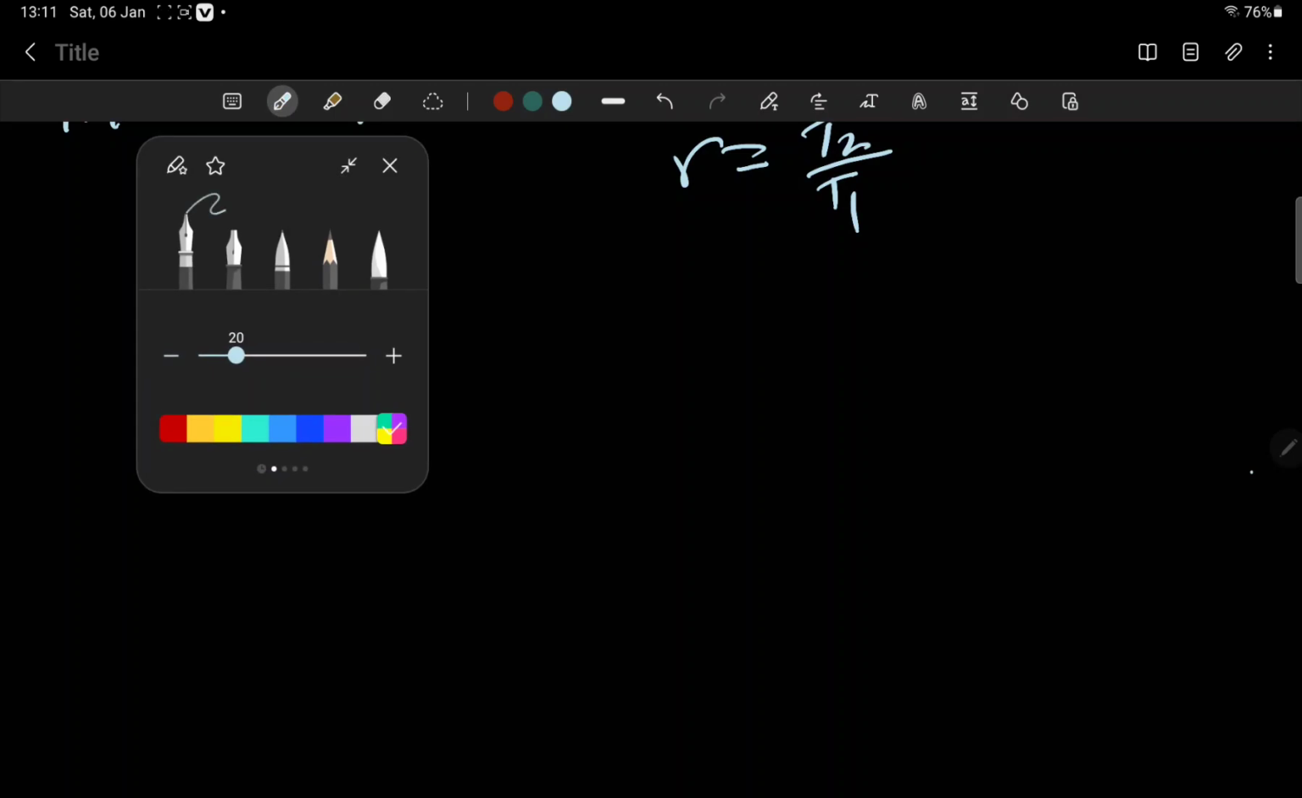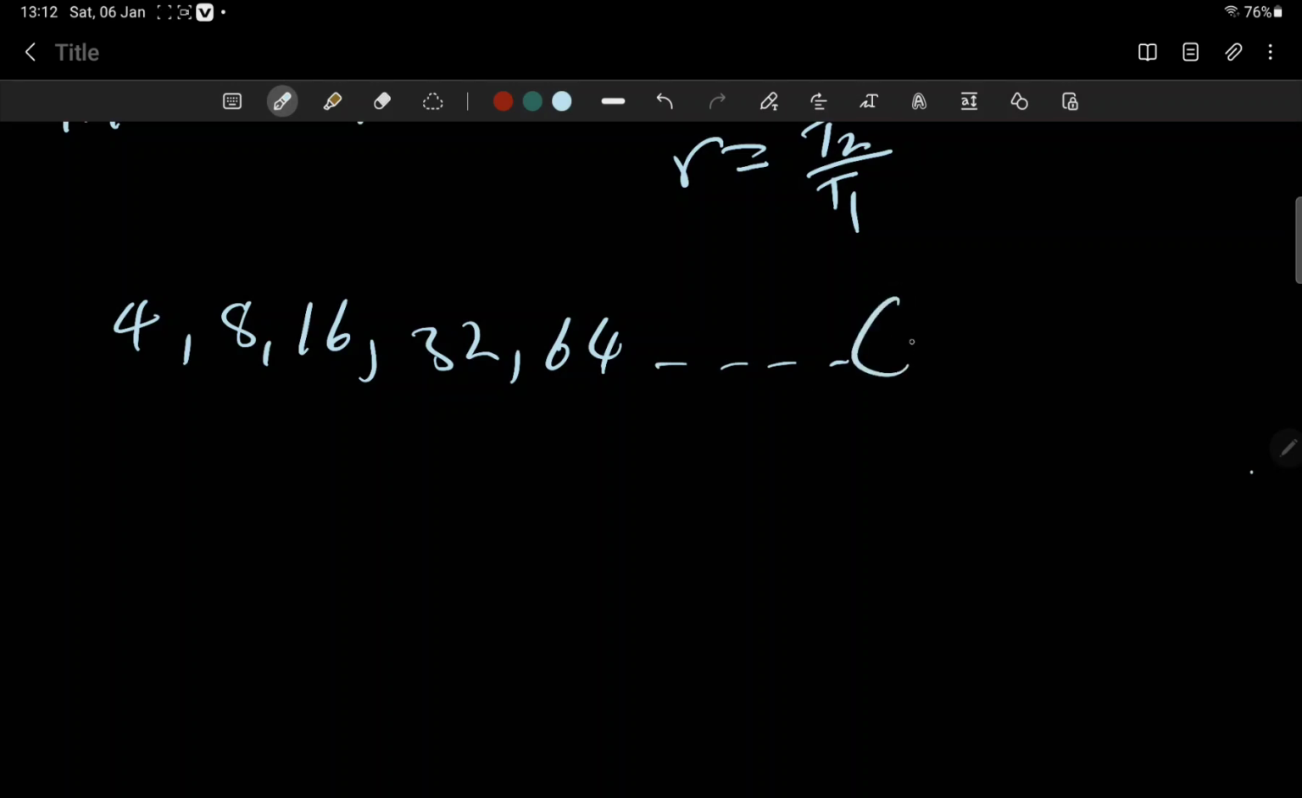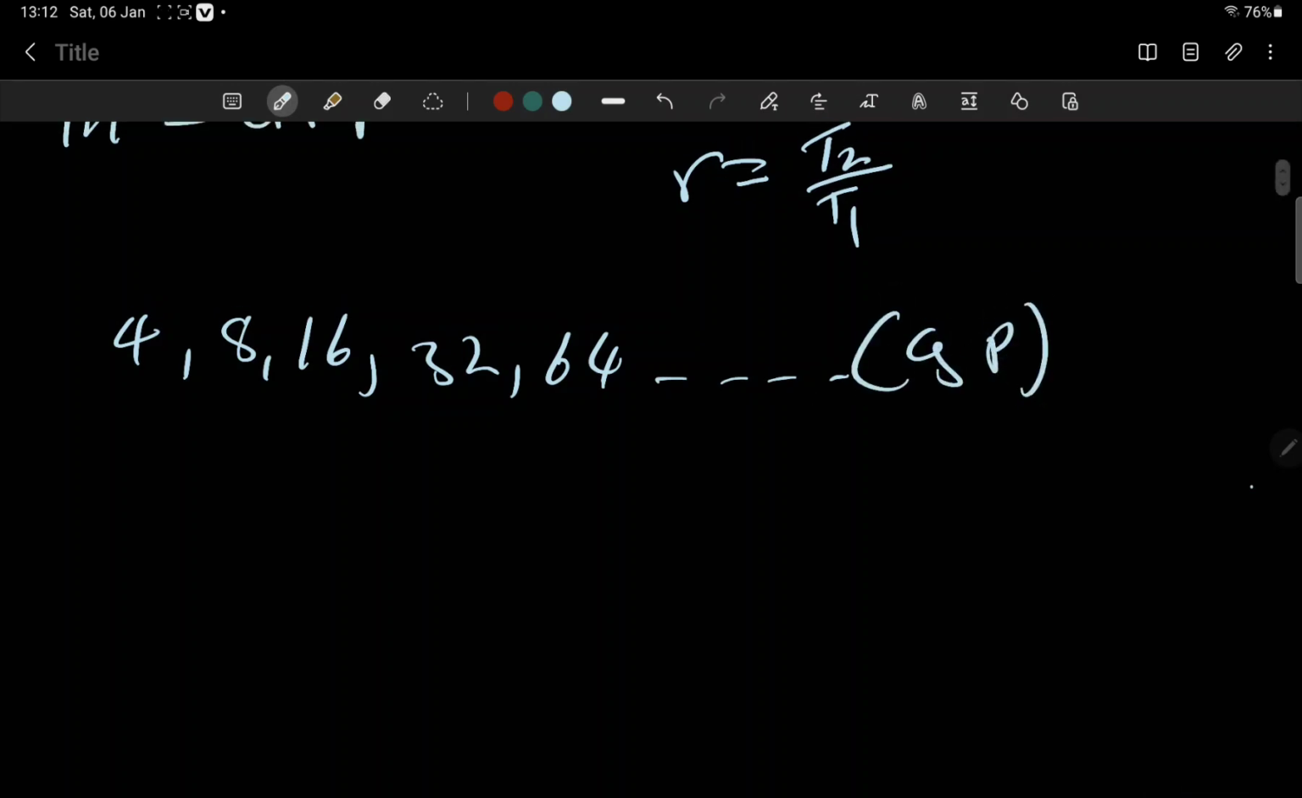Let's say we have a sequence which goes 4, 8, 16, 32, and 64, and so on. This is a geometric progression, or a geometric sequence. We are given this, so we don't have to waste our time trying to prove whether it's geometric or arithmetic. So this one is a geometric progression.